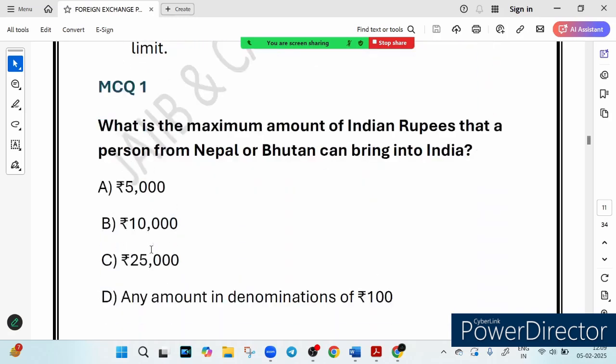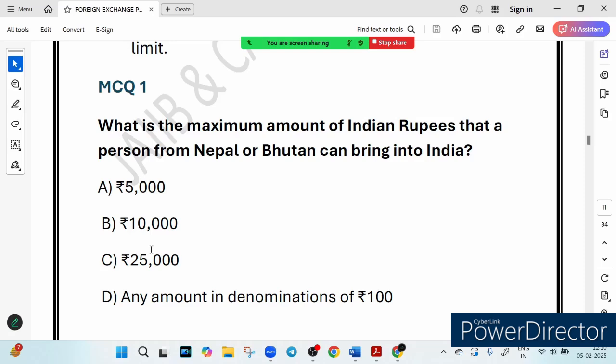Now, very nice question. The next question is, what is the maximum amount of Indian rupees that a person from Nepal or Bhutan can bring into India? Very good question. So option A says 5,000 rupees. While this might seem like a reasonable limit, it is not the correct answer. There is no restriction where only 5,000 rupees is allowed for people traveling from Nepal and Bhutan. The correct rule is slightly different.